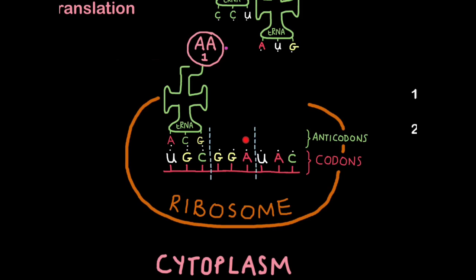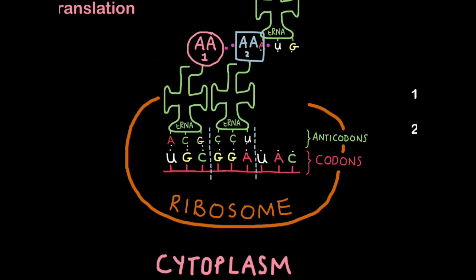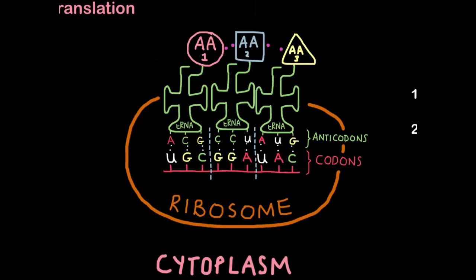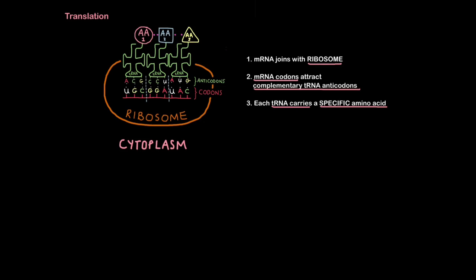And exactly the same thing happens to the next codon, which will attract its complementary anticodon, and the next one, which will also attract its complementary anticodon. Remember, each anticodon on a tRNA molecule is associated with a specific amino acid. When the amino acids are brought close together, in close proximity with each other, they form a different type of bond called peptide bonds. This is why a protein is also called a polypeptide, because it has many peptide bonds. So remember, each tRNA molecule carries a specific amino acid, and the amino acids bond together to make a protein or polypeptide.